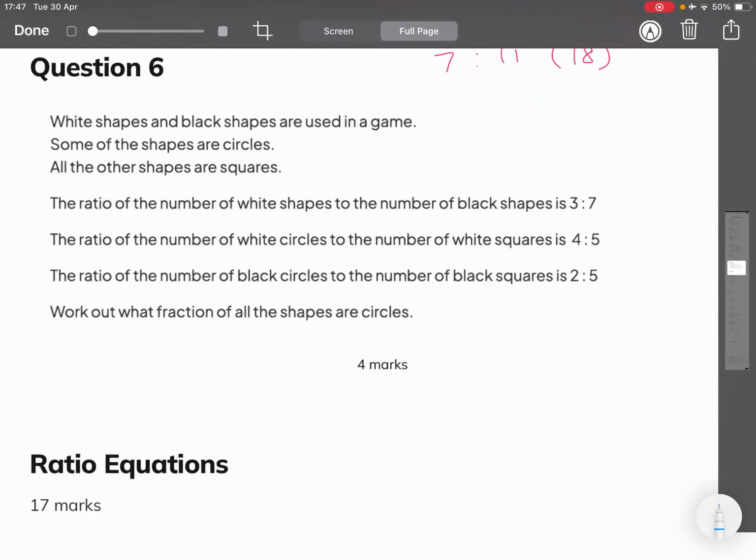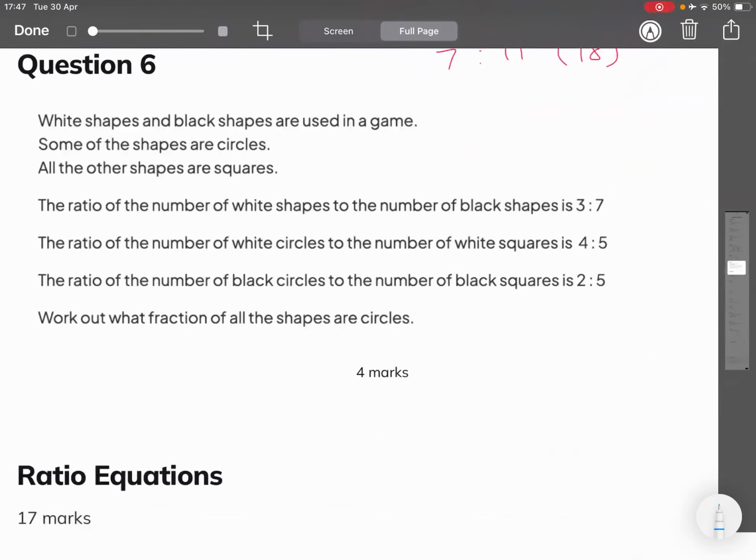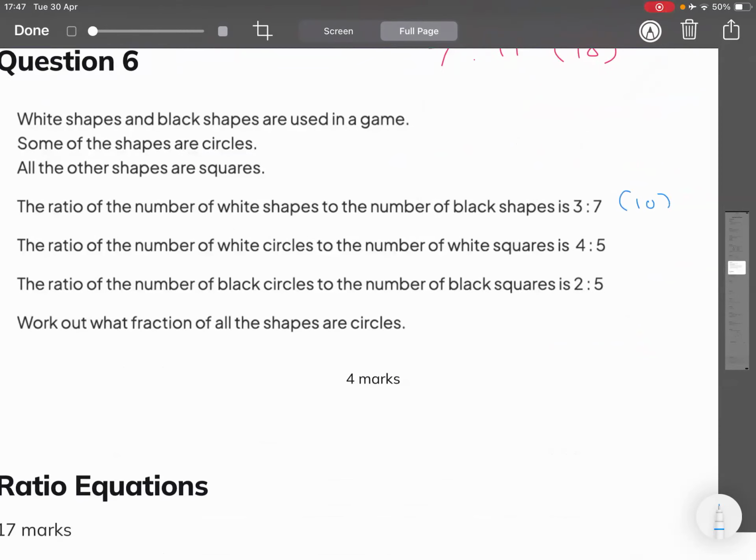Another one. Last one for this. Okay, so you can have white shapes or black shapes, circles and squares. So white shapes, black shapes adds up to 10. White circles, white squares adds up to 9. Black circles, black squares adds up to 7.